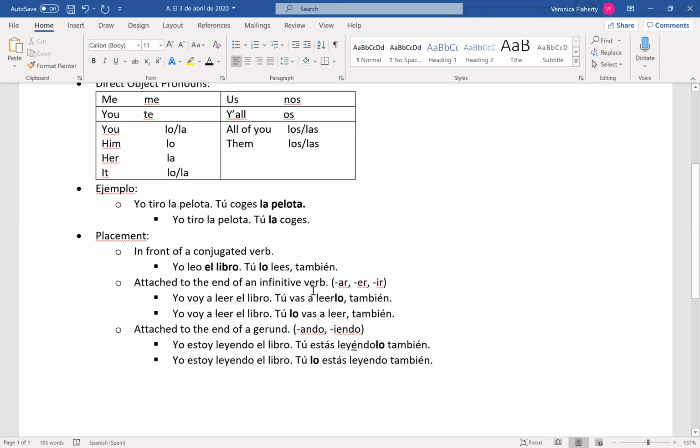When it comes to attaching it or putting it in front of a conjugated verb, you can choose whichever one you like. So if it's easier for you to just say, I'm always going to put it in front of the conjugated verb because it can always go there, fine. If you like attaching it because it sounds more like English with read it and reading it, then that's fine too. Whichever you prefer, because they mean the same thing. And you don't need to pick one. You can use them whenever you feel like you want to switch it up.